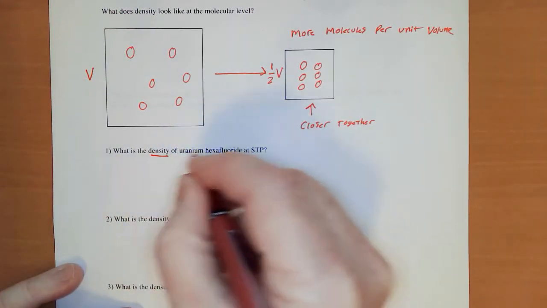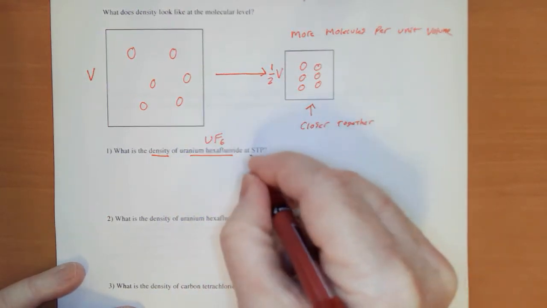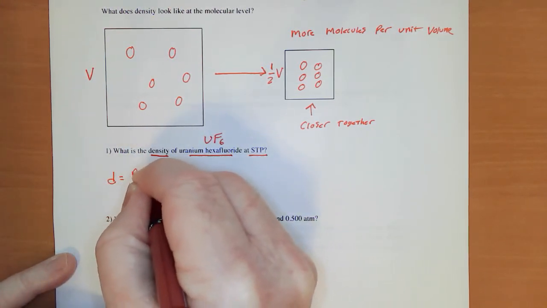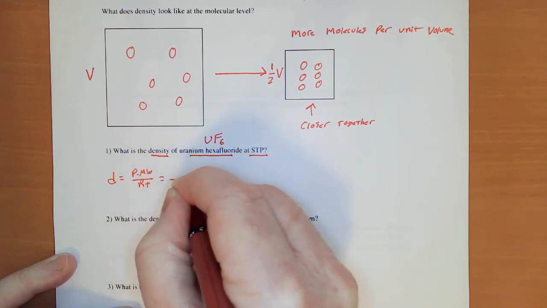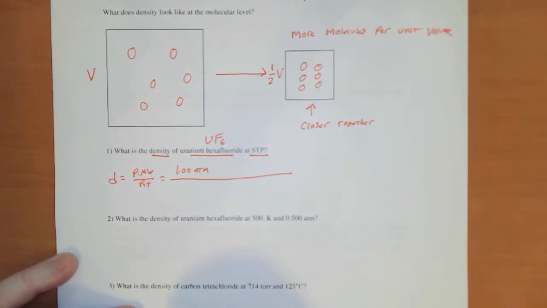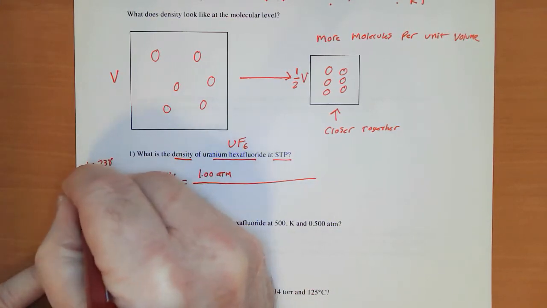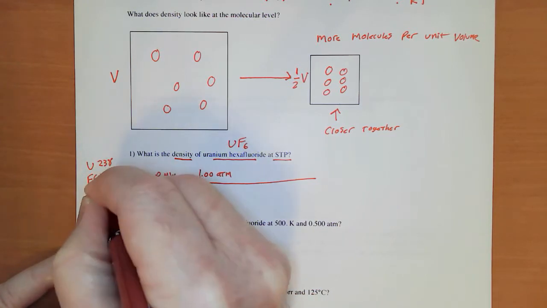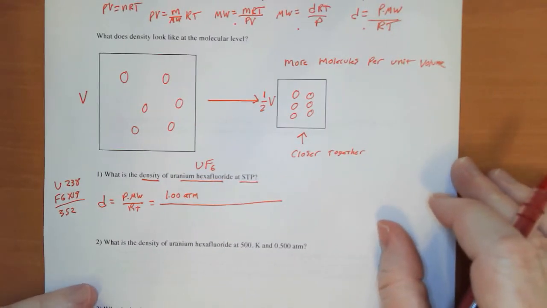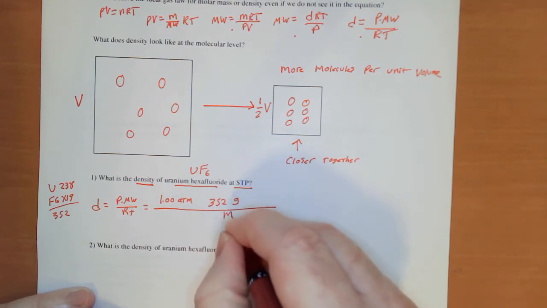What is the density of uranium hexafluoride, UF6, at STP? Density equals pressure times molecular weight over RT. Now the pressure is 1.00 atm. Molar mass: okay, so I've got a uranium at 238. I've got 6 fluorines times 19. That comes out to about 352 grams per mole.